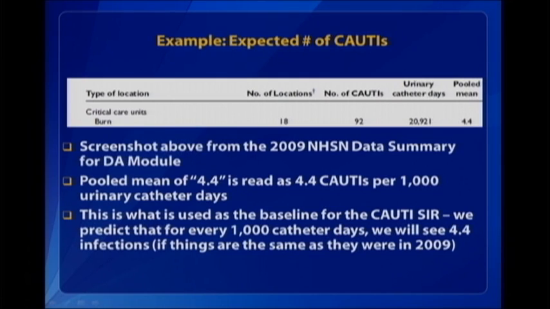So just to demonstrate a little bit of the expected number of CAUTIs, this is a screenshot of a burn ICU pooled mean rate from the baseline data for CAUTI. That's 2009 data. So we read the pooled mean of 4.4, as we now know, as we discussed this morning. That's 4.4 CAUTIs per 1,000 urinary catheter days. And then we use this for the baseline for the SIR. So we can interpret this as saying, we predict that for every 1,000 catheter days, we will see 4.4 infections if things are the same as they were in 2009. So if nothing changed, we would expect 4.4 per 1,000 catheter days.